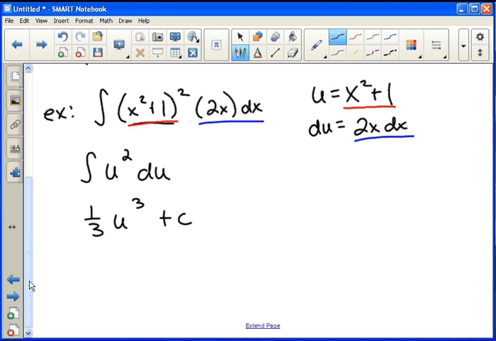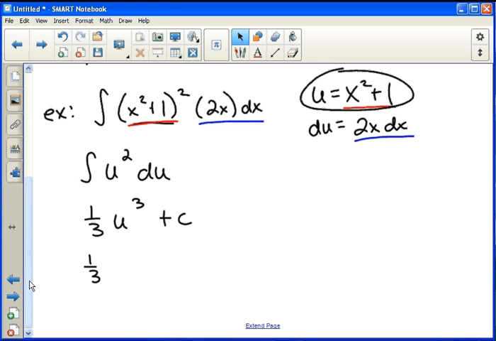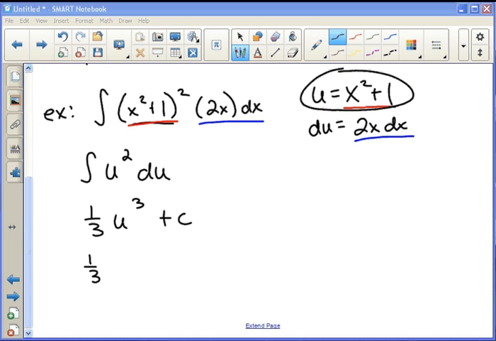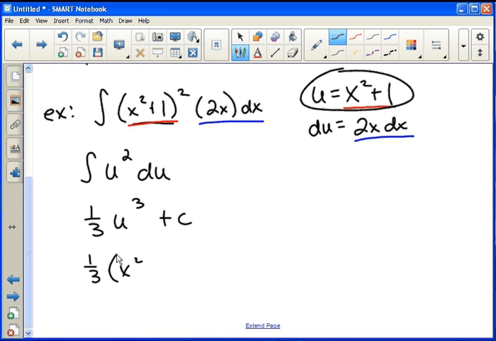Okay, well we can't leave it in terms of u because we didn't start in terms of u. So there's just one last step, and that's to plug in what u equals. Well, if you go back up here, u is equal to x squared plus 1. So I put x squared plus 1 back in for u, and this is my final answer.